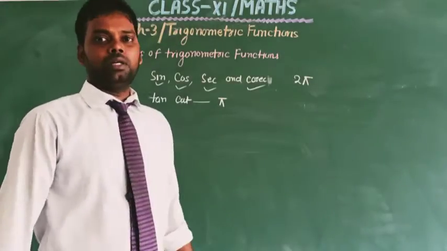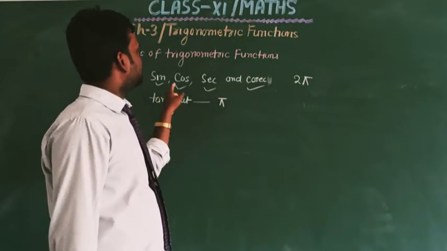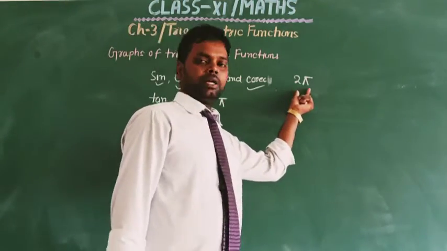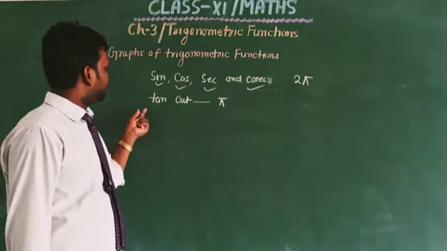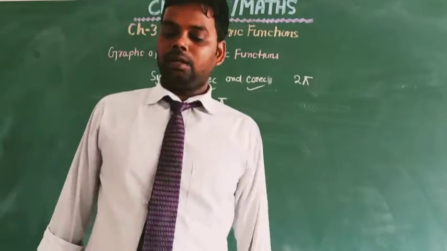Okay, we have discussed in the previous discussion that sine, cos, sec, cosec are periodic functions with period 2 pi, whereas tan and cot are periodic functions with period pi.